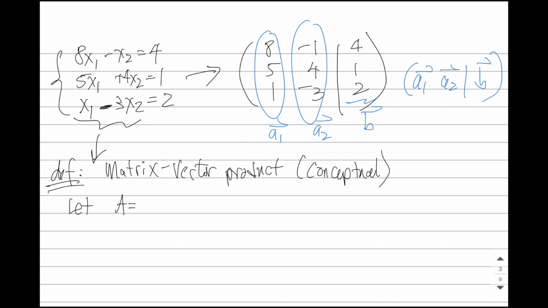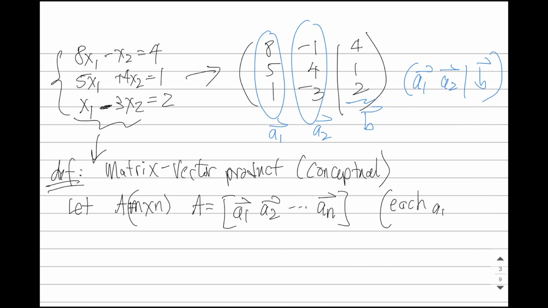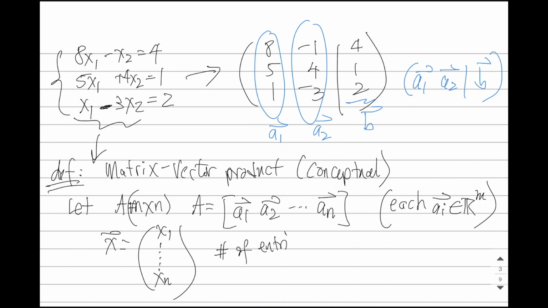So we are going to let our matrix be m by n, and we're going to write it in terms of these columns, A1, A2, all the way down to An. Each one of these lives in Rm, and we're going to let our vector x be a box that holds scalars, some numbers. The number of entries in x matches the number of columns in the matrix A.